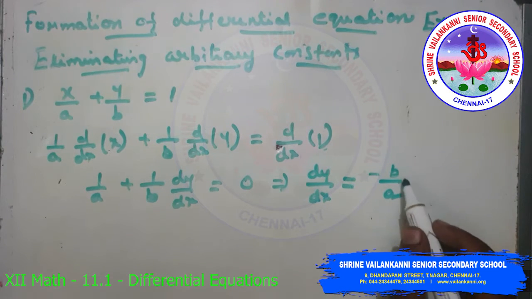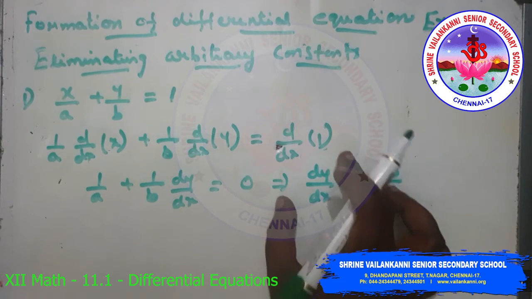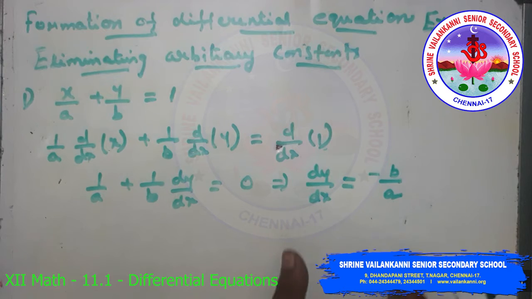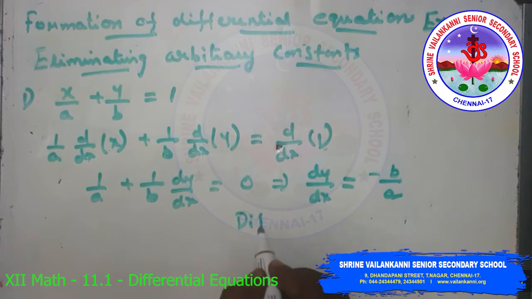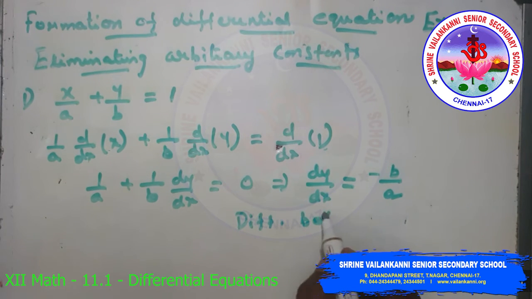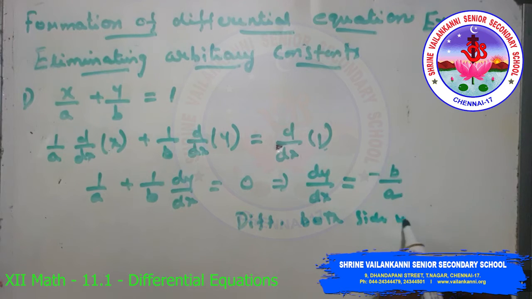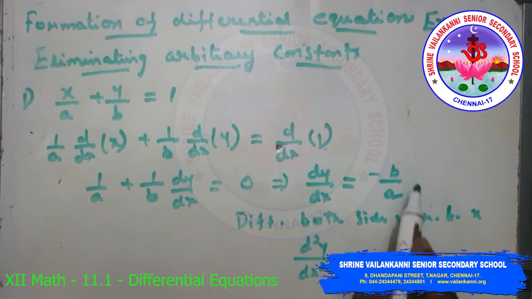Again we have arbitrary constants b and a. To eliminate these constants we can differentiate this equation again. Differentiating both sides with respect to x, we get d square y by dx square which is equal to 0, since differentiating a constant we get 0. So we have eliminated a and b. Hence d square y by dx square is equal to 0, which is the required differential equation.